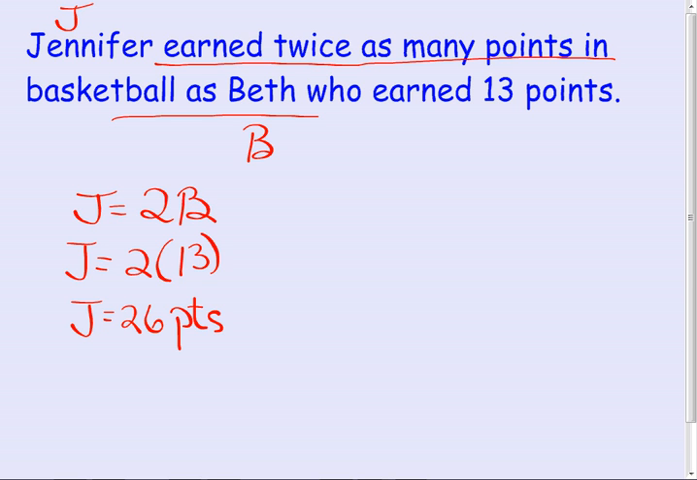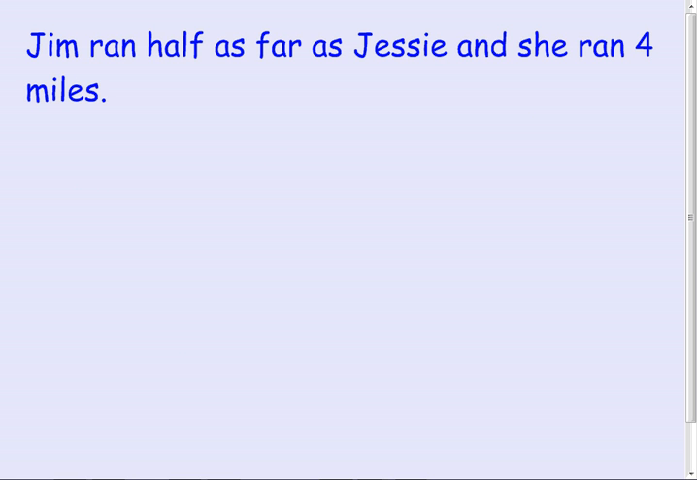Okay, but you've seen how to write it mathematically. I know you can answer the question. We give you nice numbers. I can make the numbers not nice. Jim ran half as far as Jessie, and she ran 4 miles.